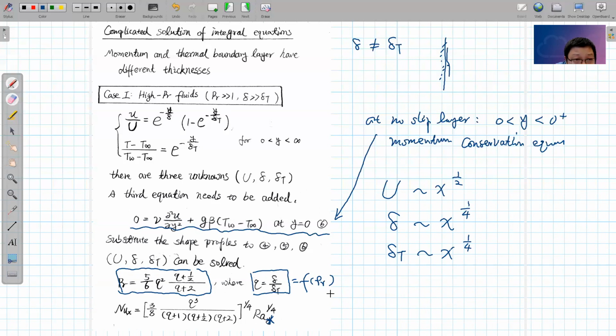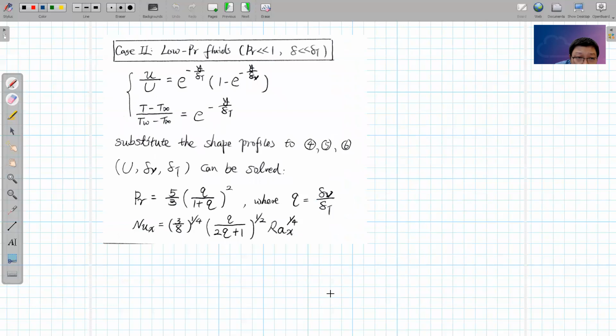So this is the case for the Nusselt number when the Prandtl number is much larger than 1. And for low Prandtl number fluids, we just assume different shape functions. In these cases, we don't use delta, we use delta V, the small distance between the velocity peak and the wall. This is delta V, and this is U. We assume this, and the temperature field is similar to before.